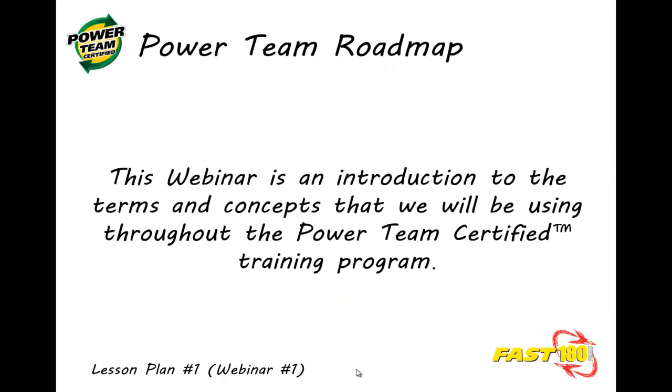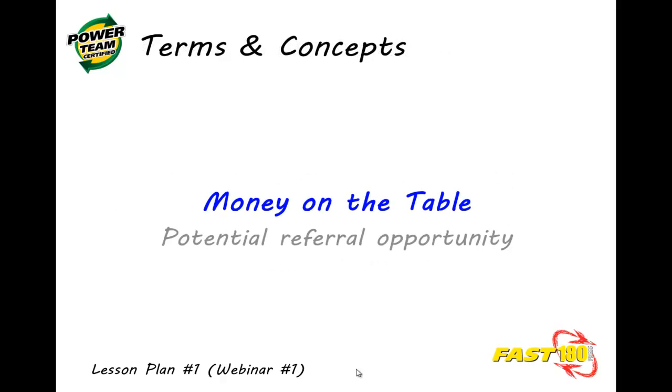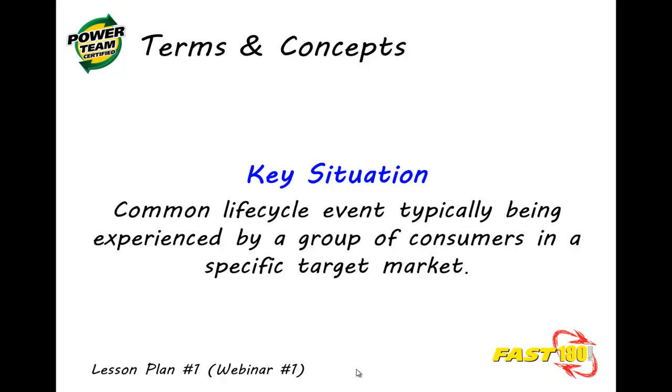So this is an introductory webinar to the program, and we're going to start going through the terms and concepts on page 3. So when we talk about money on the table, we're talking about potential referral opportunities. Next is key situations, and in a moment we're going to show you what we're talking about here. Essentially, key situations are common life cycle events that are being experienced by a group of consumers in a target market. The idea is that we're using these common life cycle events to recognize opportunity.